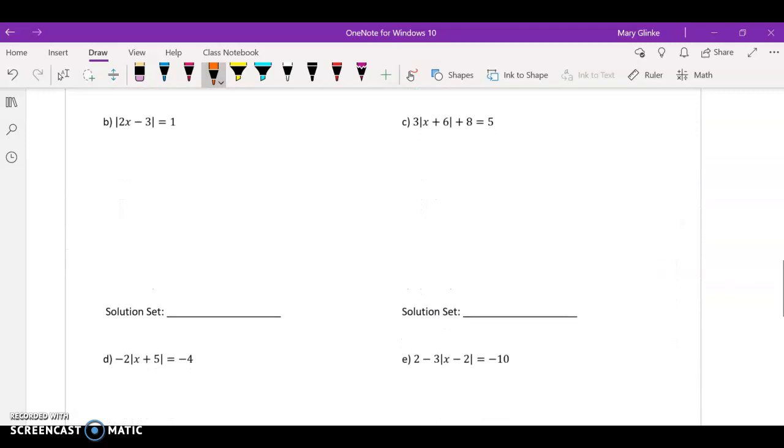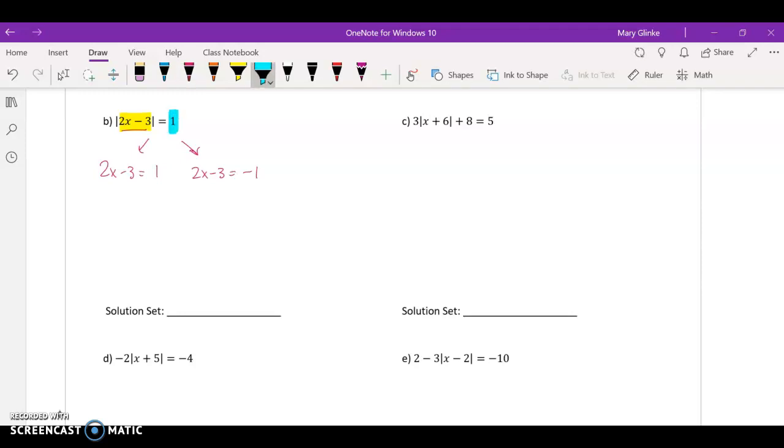So for part B, again, step by step, step 1 is to get the absolute value alone, and that's done. Step 2 is to break this up into two separate equations. So for this one, we have 2x minus 3. That's not going to change. So for each of these equations, you're going to write 2x minus 3. Whatever it equals, that's the one you're going to change. So we're going to leave one as positive 1 and then one as negative 1.